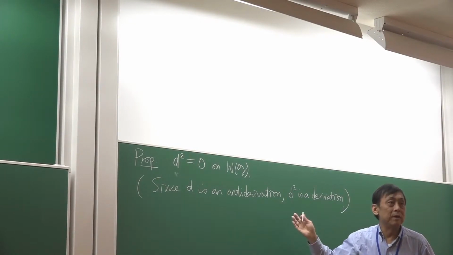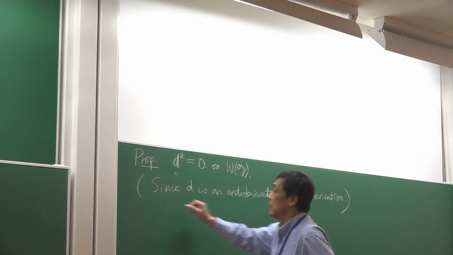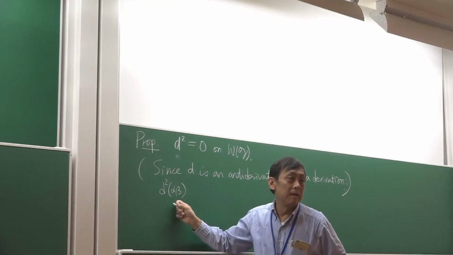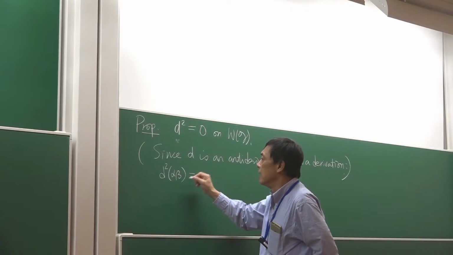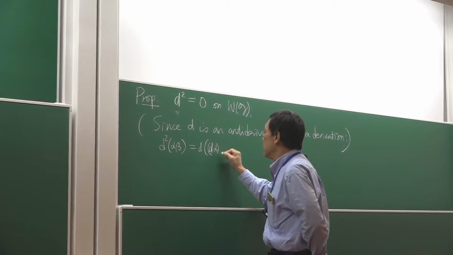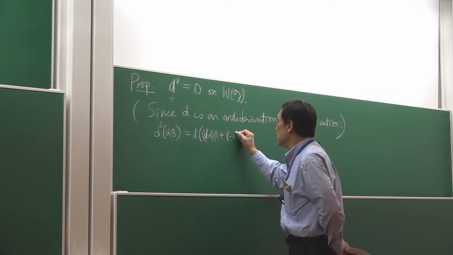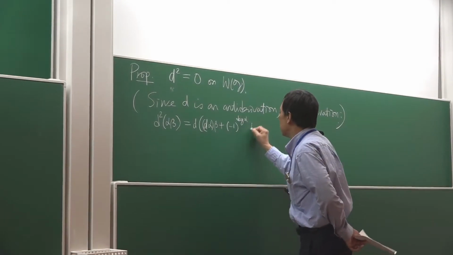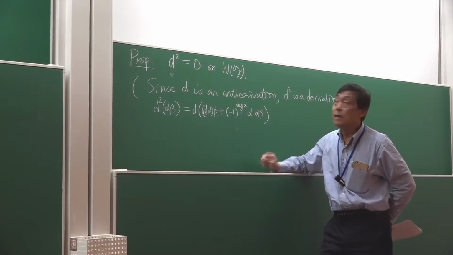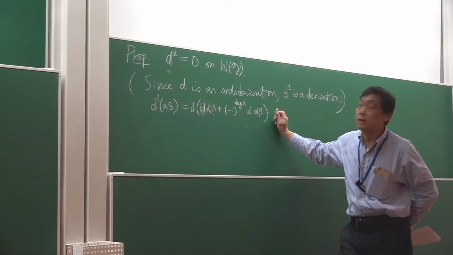I mean, you can just check it on, say, a product. Okay? So this is D alpha beta plus. Since it's an antiderivation, when you move D across, you get a sign. Okay. D is an antiderivation of degree 1. Right?